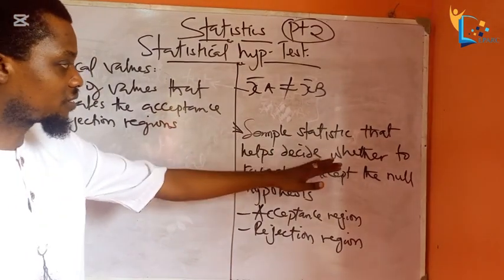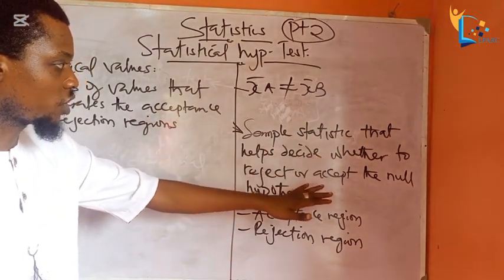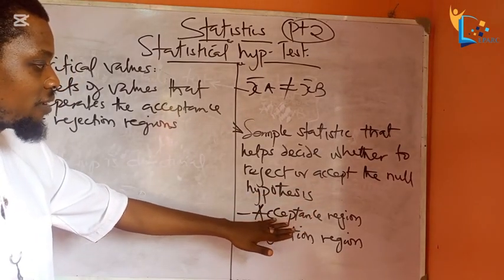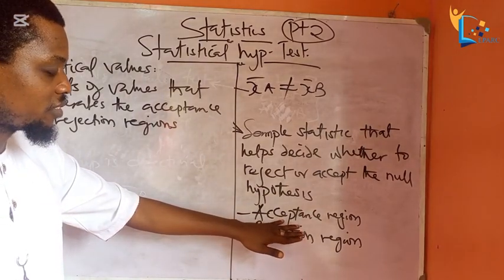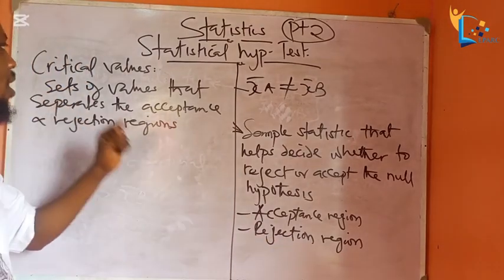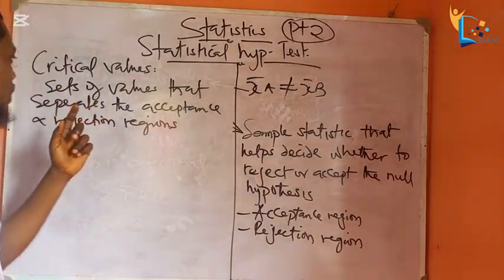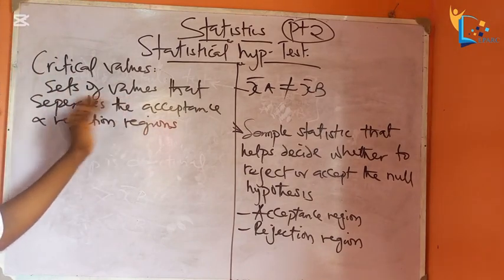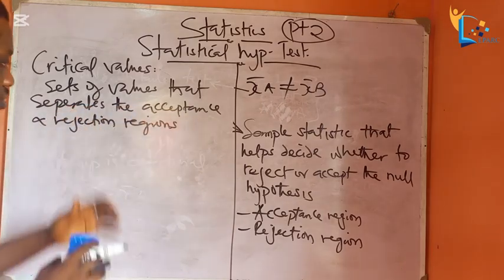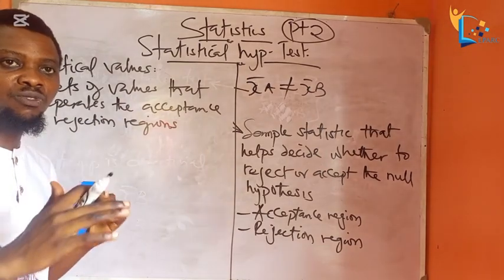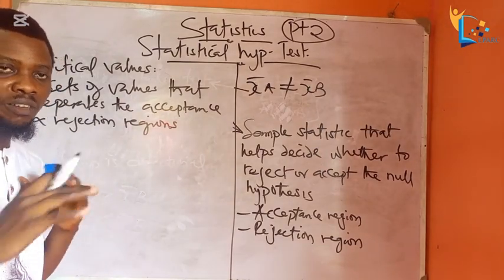Now, I said the sample statistic helps us decide whether to reject or accept the null hypothesis, and the distribution is divided into two regions, the acceptance and rejection regions. But we have what we call the critical values. These critical values are sets of values that separate the acceptance and the rejection region. And these values are distributed for different tables.